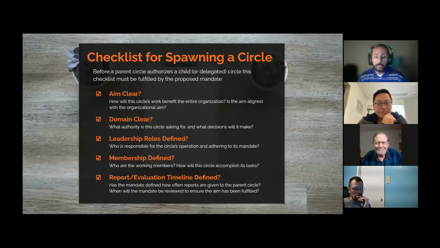Are the leadership roles defined? Who is responsible for the circle's operation and adhering to its mandate? And is the membership defined? Who are the working members? How will the circle accomplish its task?